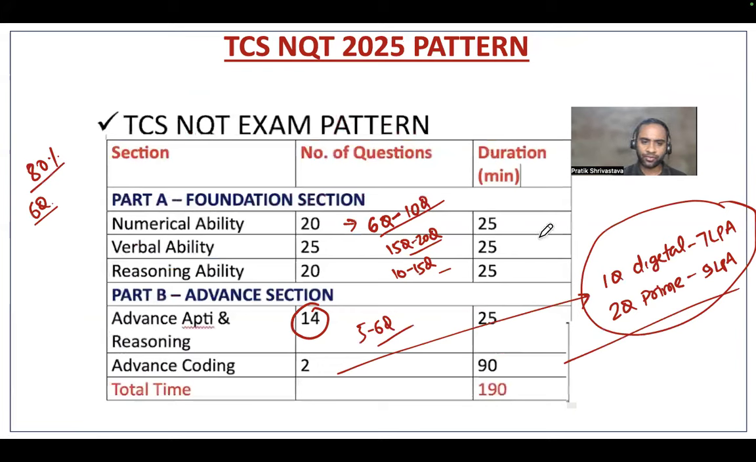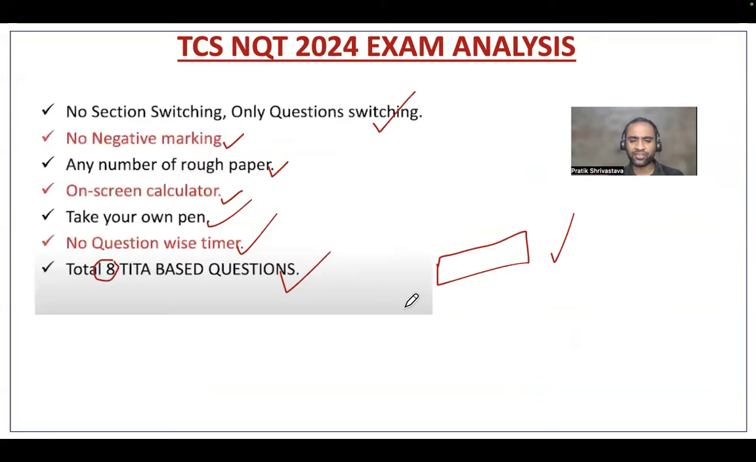So out of, we have 14 questions here, right? Okay, and then we have 20 and 20 questions here. So 20 plus 14, so almost around 34 questions. There were 8 TITA based questions. That means it was fill in the blanks, that you had to solve, right? Okay, so fill in the blanks will be there, so you have to keep that in mind.